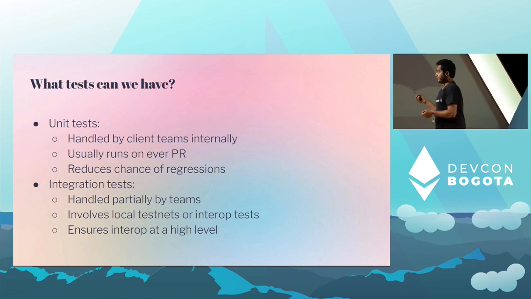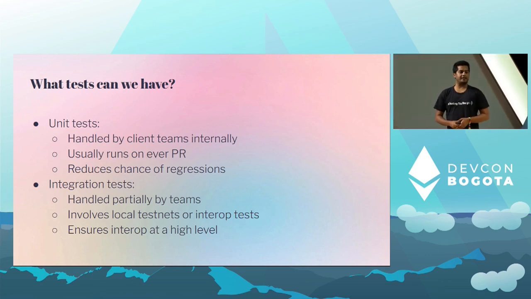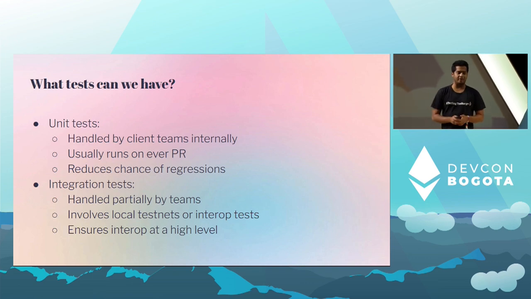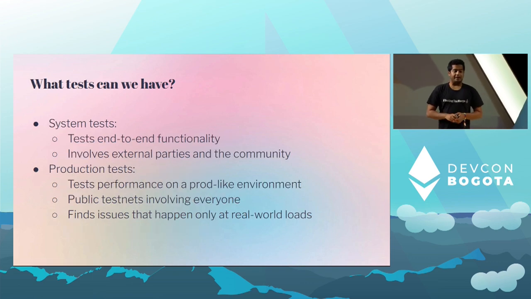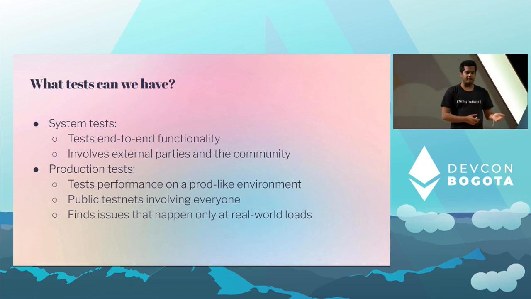We have integration tests. Part of them are done by client teams. So for example, the Nimbus team spins up a local Nimbus network to make sure that their stuff can always talk to each other. Then on a high level, we do some interop tests. So these might be DevNets or whatever they are. Then we have system tests. And this is where external coordinators come in.